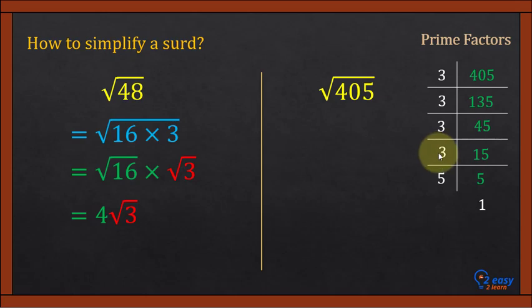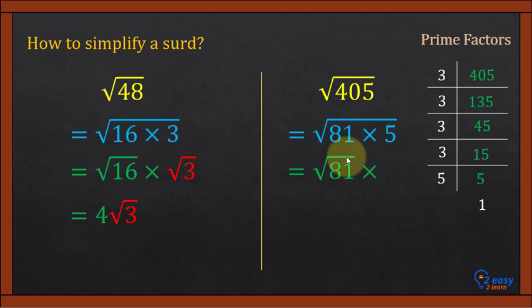Is 81 a perfect square number? Yes. So 5 is not a perfect square number. So if you don't get the factors mentally, you can make prime factors, and from prime factors you can get a perfect square number and a not perfect square number. So 81 times 5 is 405.